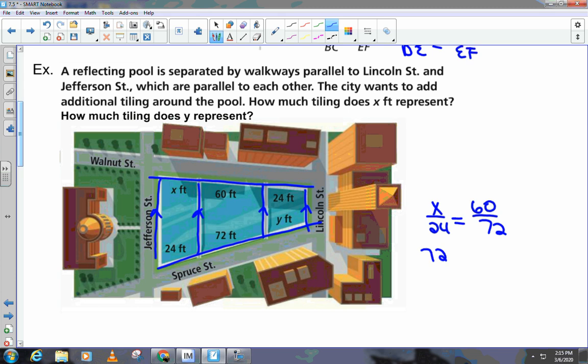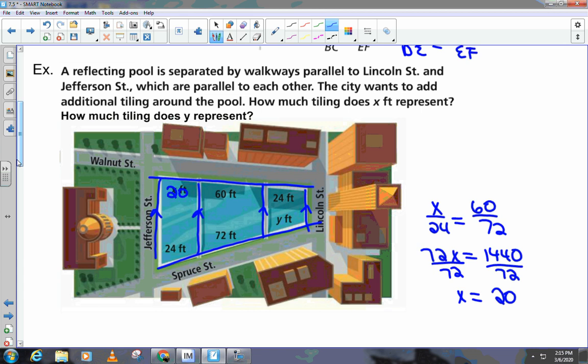Okay. So we do 72X equals 24 times 60, which is 1440. Divide both sides by 72. So 1440 divided by 72, and X is going to be 20. Okay, so this would be 20 right there.